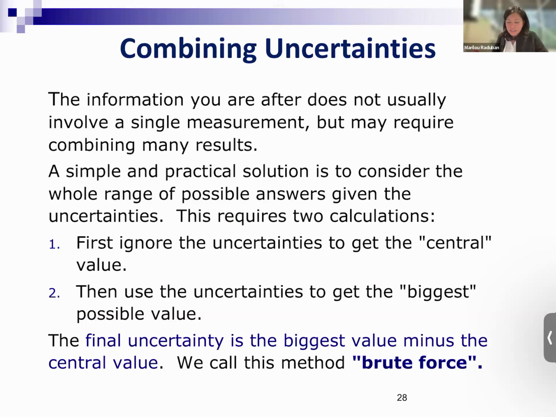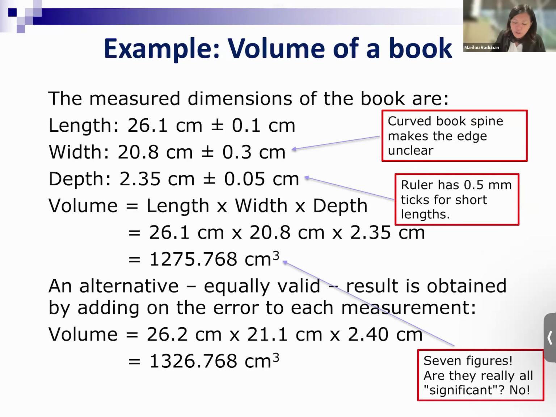Right. When you combine uncertainties, we again follow these two steps, which I will not discuss so much in detail because in the lab you will learn this. But we first get a central or the best value and then the biggest possible value. And then we subtract these two using a method called the brute force method. So say, for example, you measured the length, the width, and the depth of a book. Each measurement, of course, has its own uncertainty. Okay? When you calculate the volume, you're multiplying the length, width, and depth. To get the best estimate, the mean value of the volume, notice how you're multiplying the length, the width, and the depth, ignoring the uncertainties, right?